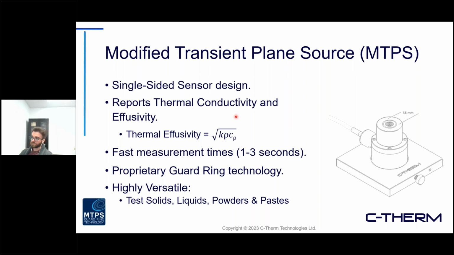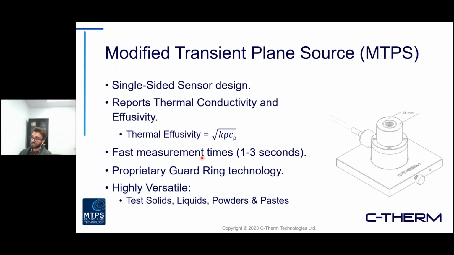So I do want to just do a brief run through of the method for those that may be interested. This won't be a super in-depth run through. If you did have additional questions, definitely feel free to ask. But at a high level, a few things to take note of. It is a single-sided sensor design. You can see kind of a diagram of the sensor here. It provides values for both thermal conductivity as well as thermal effusivity. So there are two main properties reported from the sensor.